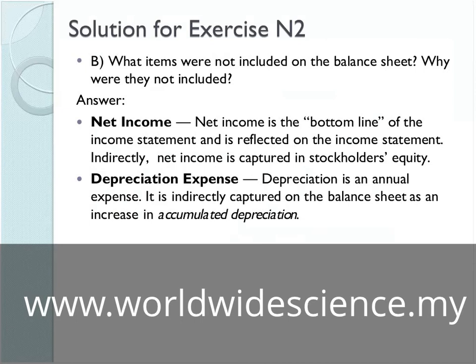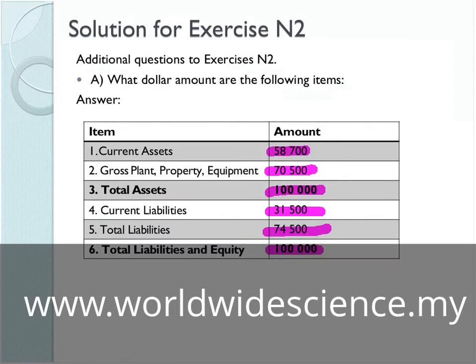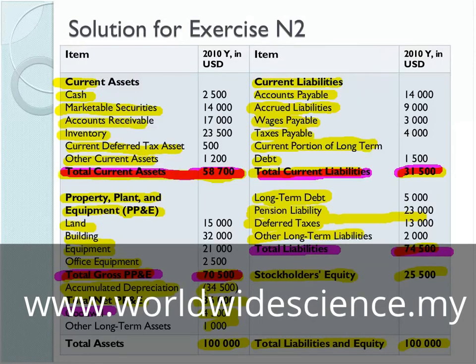So question B for exercise number 2. What items were not included on the balance sheet? We have two items: first, net income, and second, depreciation expense. Net income is the bottom line of the income statement, right? It's reflected on the income statement, and indirectly net income is captured in the stockholders' equity. So let's go back to our questions.